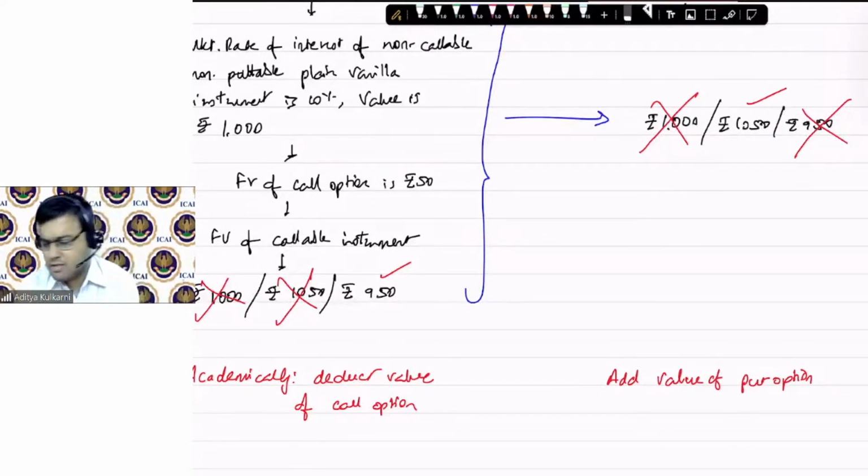Are we clear with this? Yes, does it make sense to you? Yes.